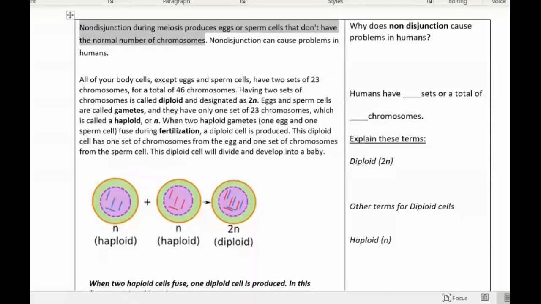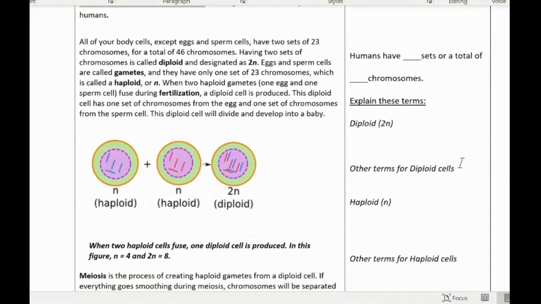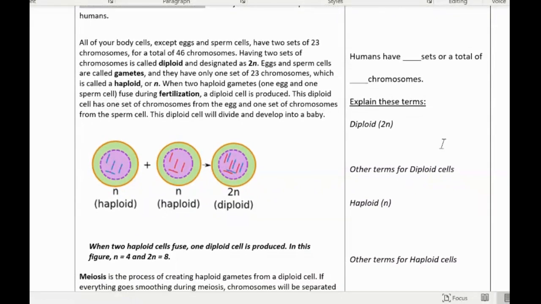So, to start, we're going to review all of your body cells. They're going to have two sets of 23 chromosomes for a total of 46. So, humans have 23 sets of chromosomes or a total of 46 chromosomes. The terms in the margin we have reviewed in class.